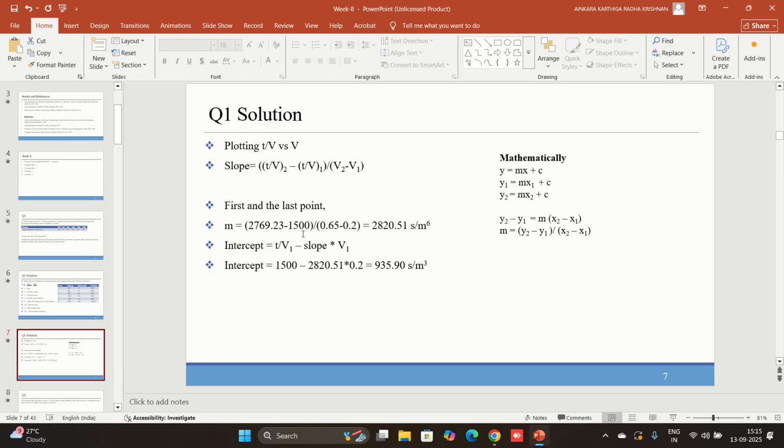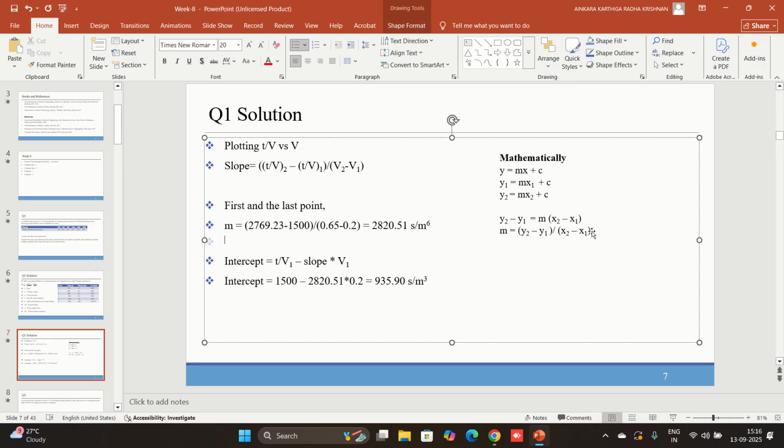I'll just calculate it once again. 2769.23 minus 1500 divided by 0.45, that is 2820.51 seconds per meter power 6. How is it meter power 6? It is t by v divided by v, so it becomes t by v square, kind of. t is seconds, v square is meter cube into twice, so it becomes meter power 6. And this is the slope.